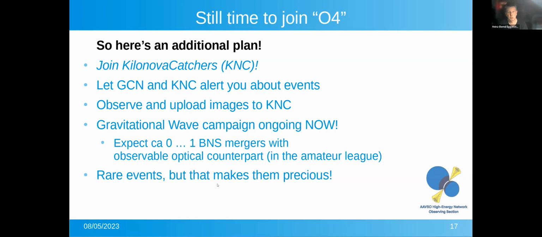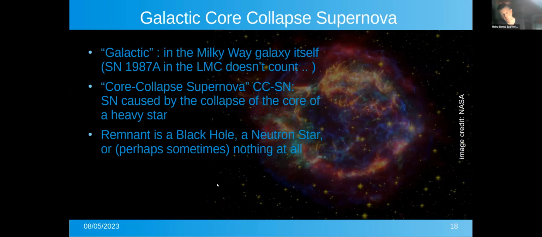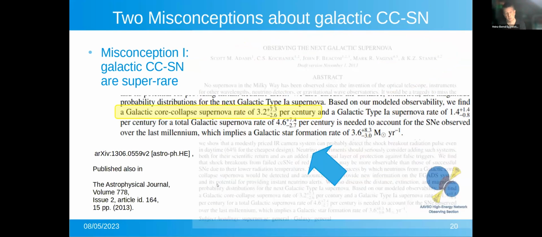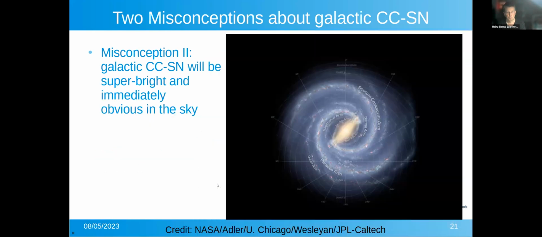as soon as possible after the merger. Okay, then something that we are also interested in would be the next galactic core collapse supernova. So the next supernova that is caused by a core collapse inside our own galaxy. That will be super interesting to observe. And whenever I talk about this in public, I want to shatter two misconceptions. The first misconception is that galactic core collapse supernovae are super rare. There have been papers published estimating the rate, and the consensus now is that you can expect typically maybe 3 per century. So let's say between 1 and a few per century, which means you have a good chance to observe the next one, but if you miss the next one, don't count on having a second chance.